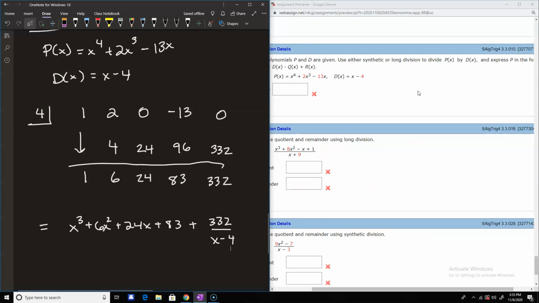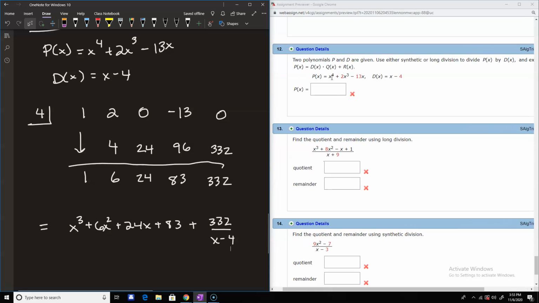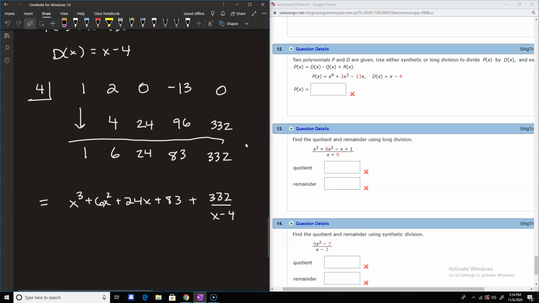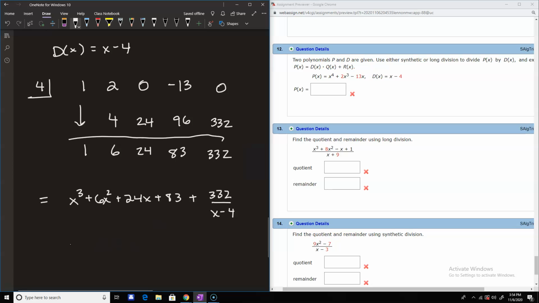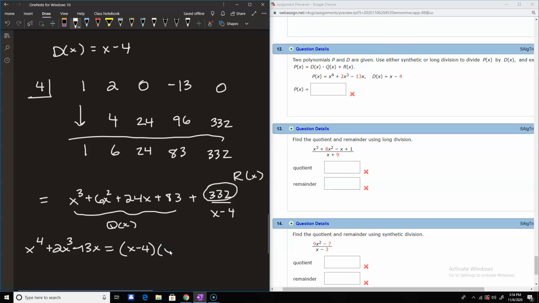Oh, here it says express p in the form d of x times q of x plus r of x. So they want this one in a slightly different form. So in this case, we're just going to write, so our polynomial was x to the fourth plus 2x cubed minus 13x. And what we're saying is this is equal to our divisor times our quotient, which is x minus 4 times the quotient. So this whole thing is q of x. And then just the very top here is r of x. So x minus 4 times this guy, x cubed plus 6x squared plus 24x plus 83, and then just plus 332.